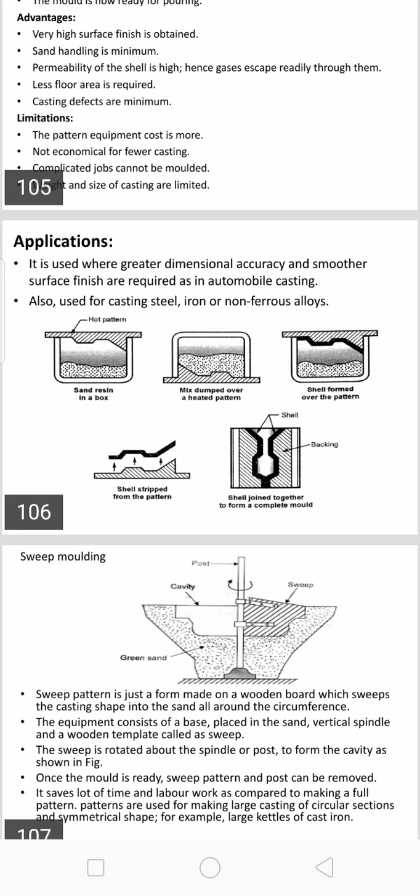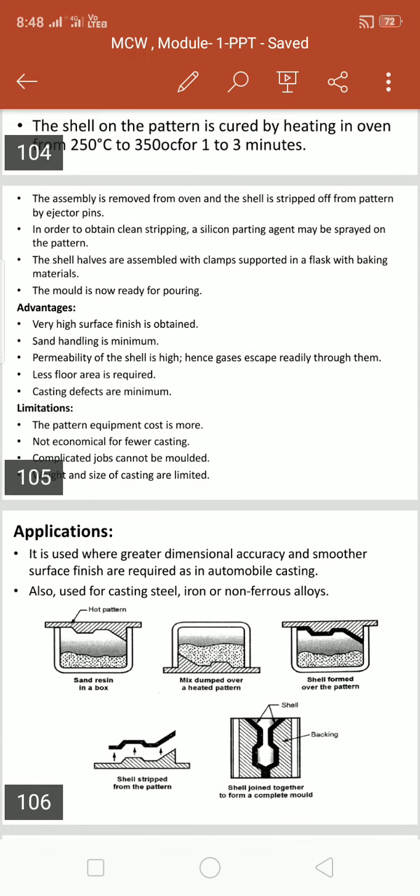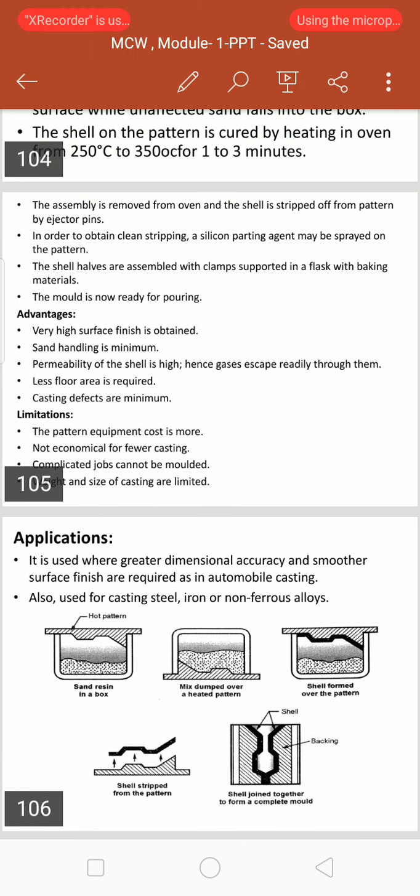The last step is pouring and cleaning. The ready mold is poured with the molten metal. After solidification, the casting is sent for cleaning and inspection. Once you clean it and take out the casting, it is ready for specific purposes. These are all the procedural steps involved in making a casting with shell molding.